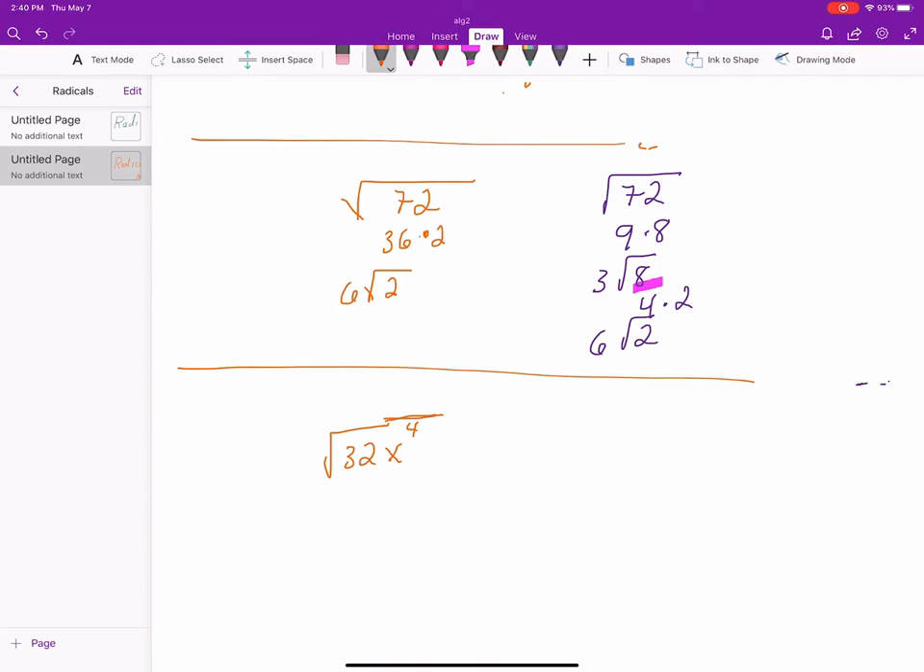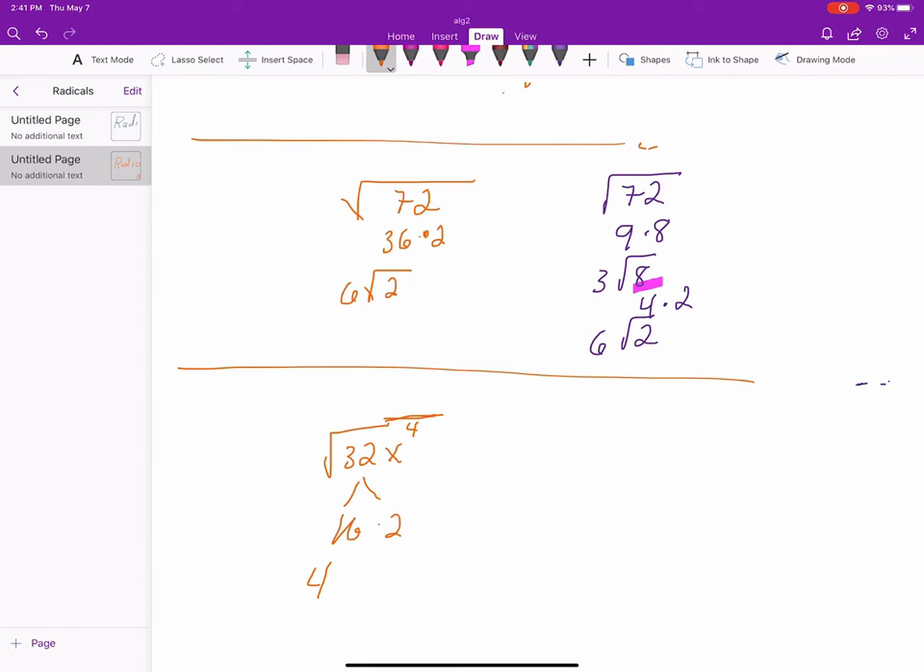What does that mean? Well, we're still going to break down 32. So I have to find the largest perfect square that goes into 32. I'm going to go down my list. I know 4 does. 4, 9, 16. Oh, 16 goes in there. 16 times 2. The square root of 16 is 4. Then I have the square root of x to the 4th.